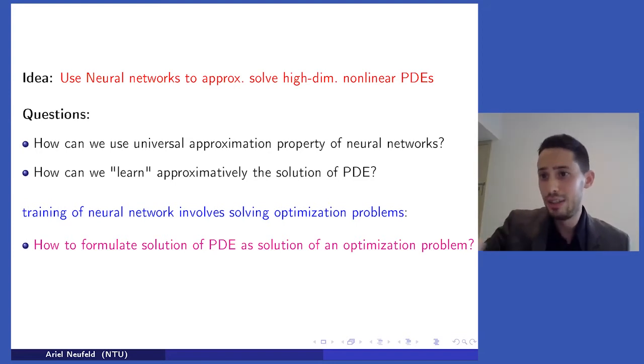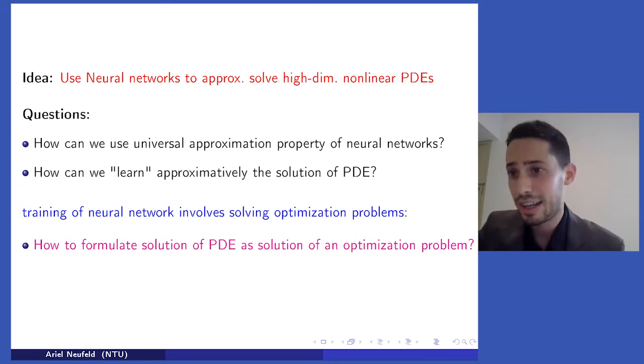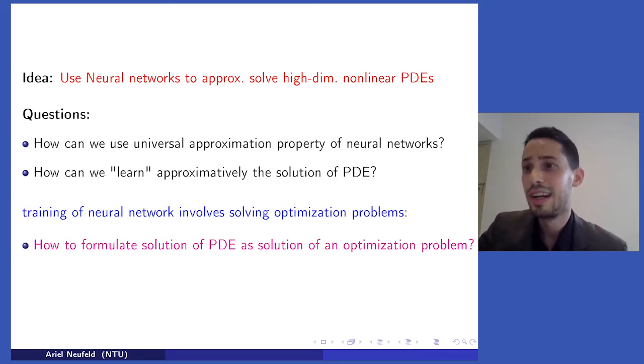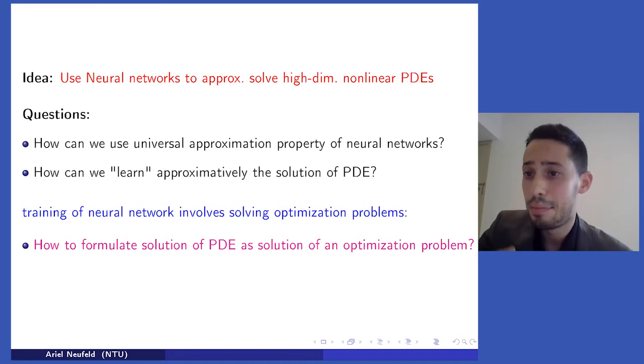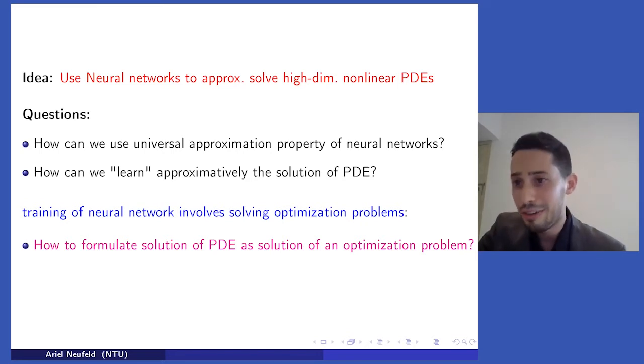is typically continuous in those variables. So you have the universal approximation theorem, which tells you that your solution of the PDE can be approximated by a neural network. However, there's a catch with this theorem.